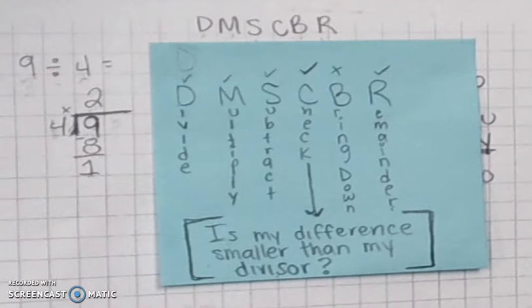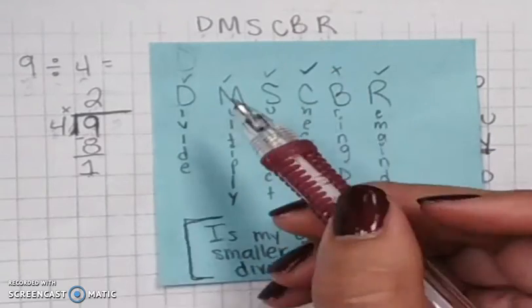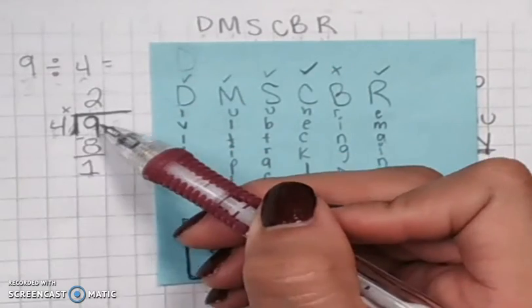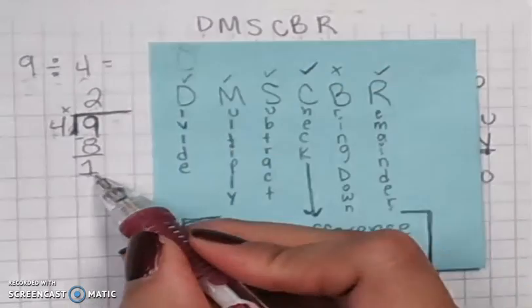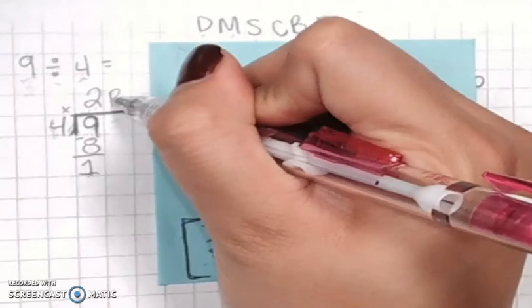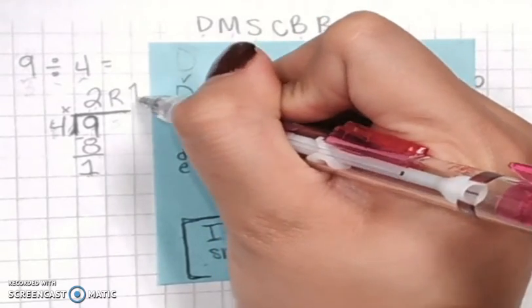And your remainder is how many parts you have left over that are not part of a group. So my answer of 9 divided by 4 is 2 with a remainder of 1. And you show remainder with an R. R1.